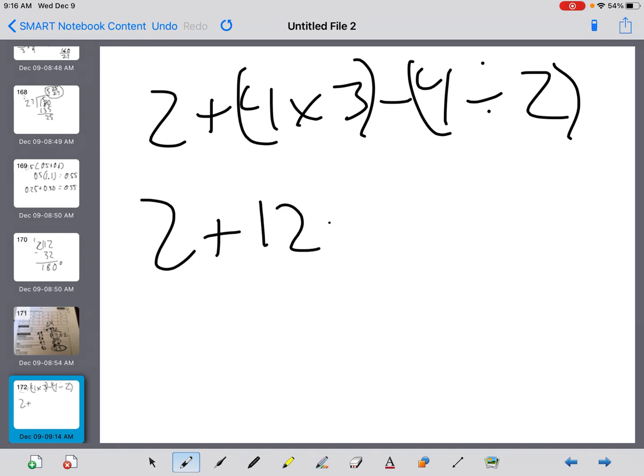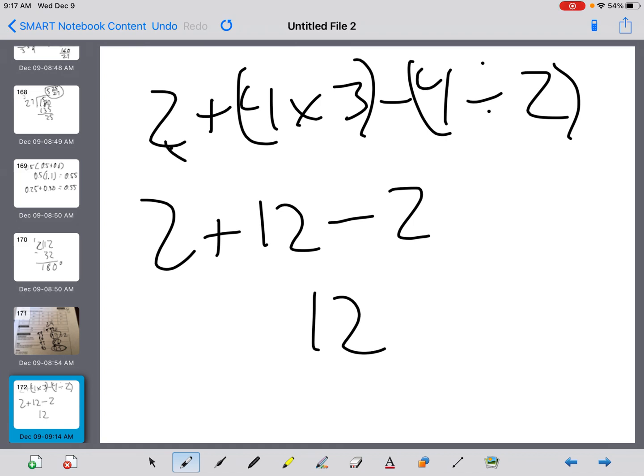So 2 plus stays the same. I do the math. That's 12. Minus stays the same. I do the math. That's 2. Then I start over. 2 plus 12 is 14 minus 2 is back down to 12.